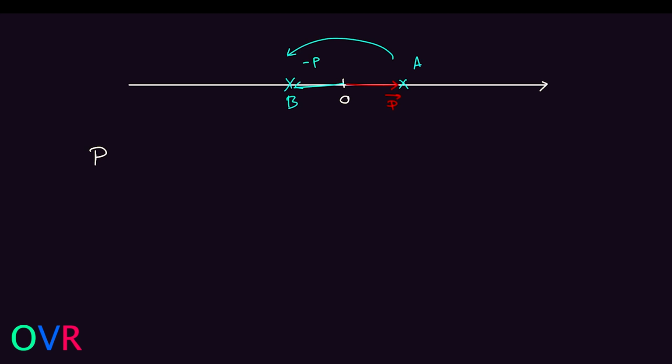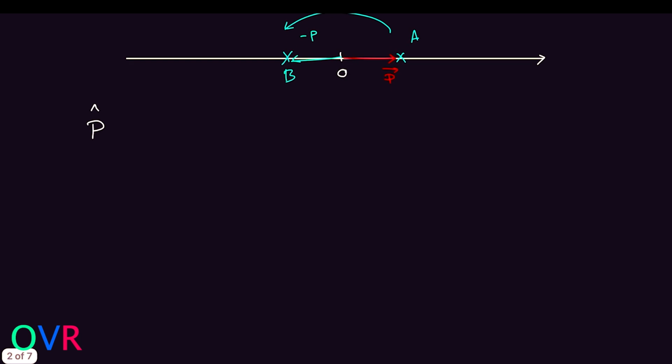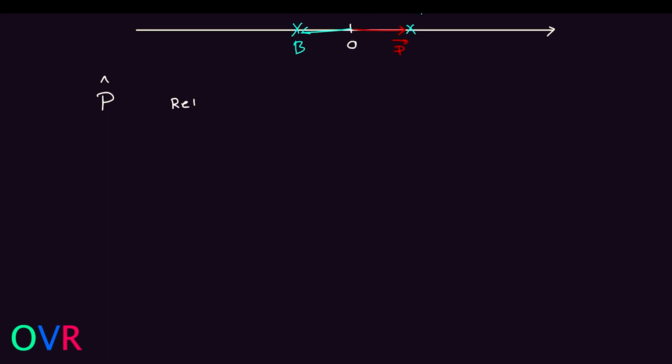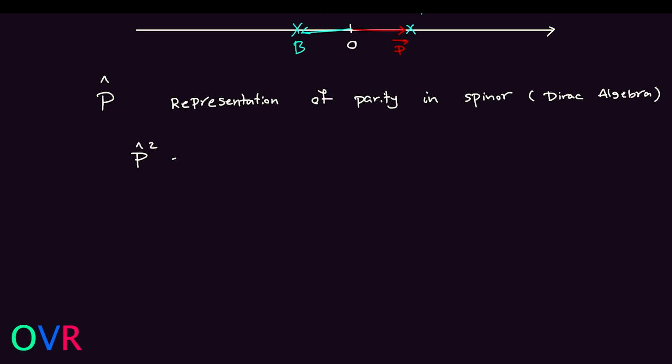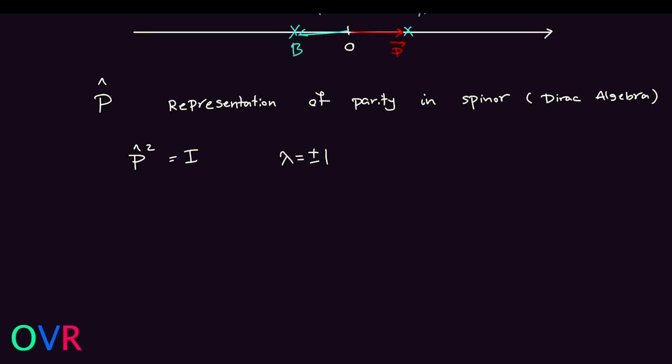So for example, imagine P is the operator that represents the parity transformation in the Dirac spinor space, the representation of parity in spinor representation, or Dirac algebra. P squared is equal to the identity operator, because if you flip something two times, it should go back to the original state. But if P squared is equal to the identity operator, it means that there are two eigenvalues, and these eigenvalues are plus or minus 1.